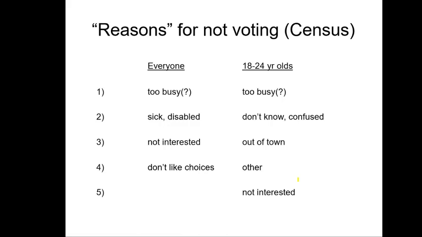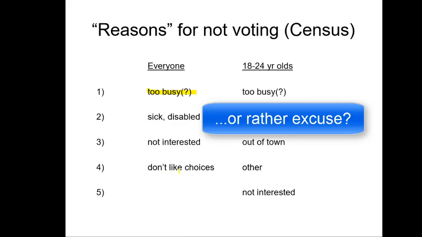Now, what are some reasons for not voting? And this is an interesting list that came directly from the census. The top reasons for everyone in the United States, interestingly enough: too busy is the number one reason for everyone. When everyone is polled, too busy is the number one reason. Sick or disabled is second. Not interested, don't like choices.